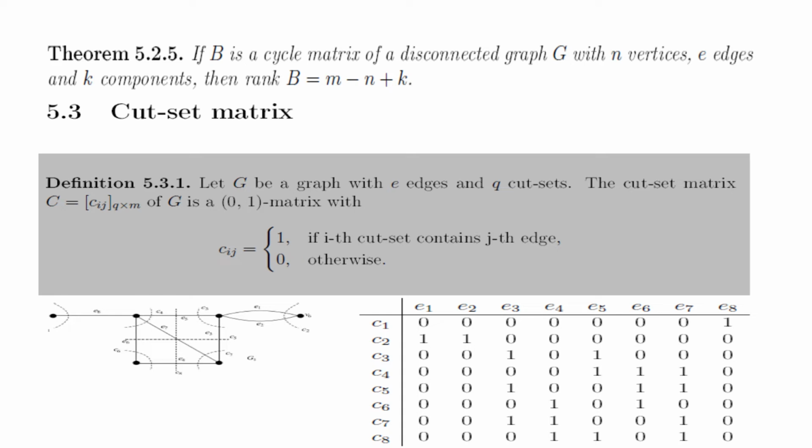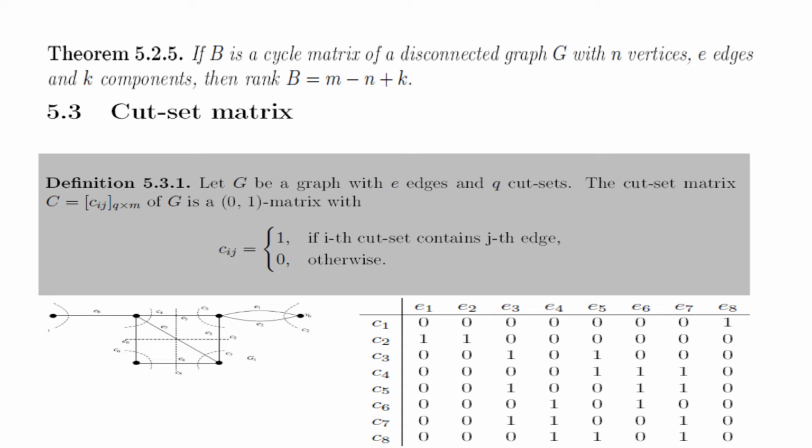Next is a graph and the corresponding cut set matrix is given. There are actually 8 cut sets in the given graph. Cut set C1 is given by edge E8. Next, cut set C2 is given by E1, E2. Next, C3 is equal to E3, E5. C4 is given by E5, E6, E7.